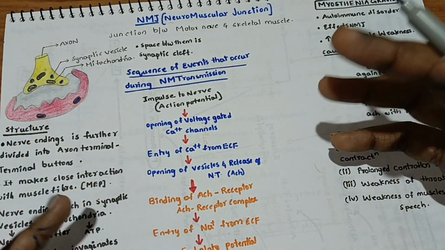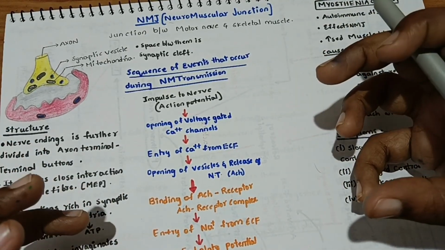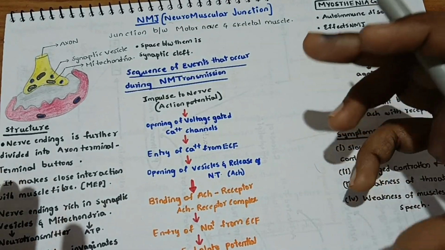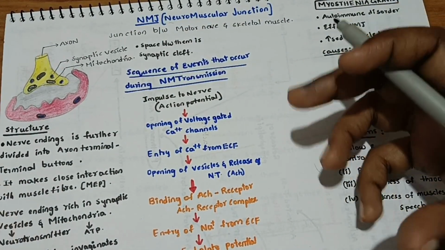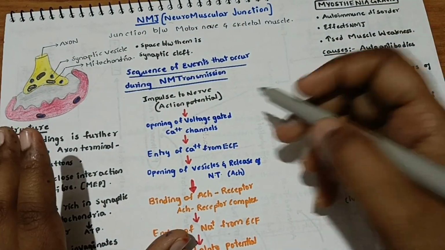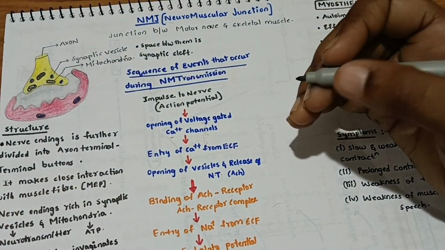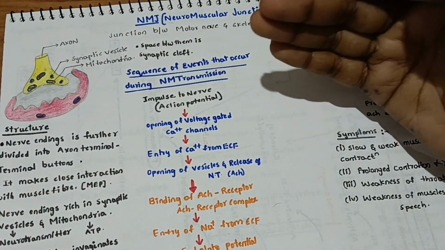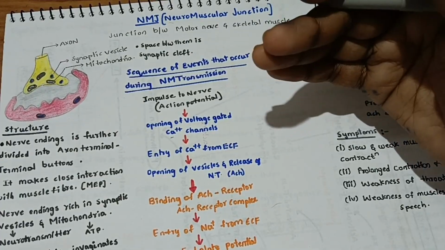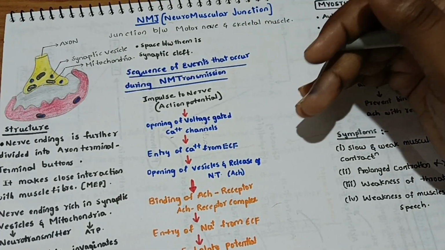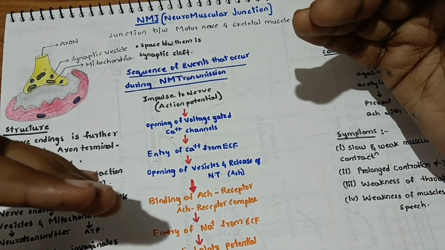Immediately, the voltage-gated calcium channels open. Whenever the impulse reaches the nerve and the action potential is generated, the calcium channels immediately open. Then calcium from the extracellular fluid enters into the axon.